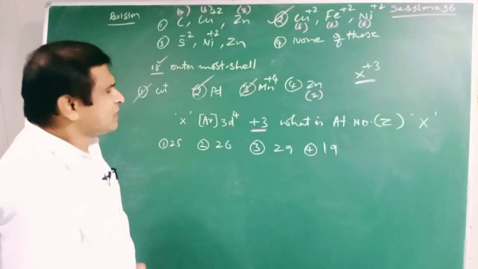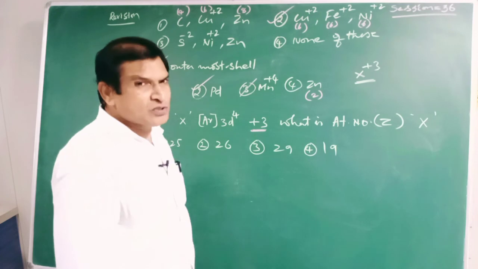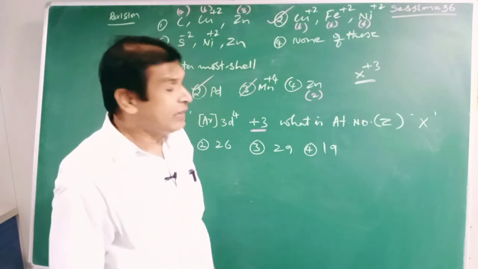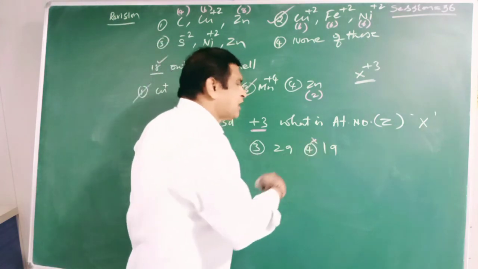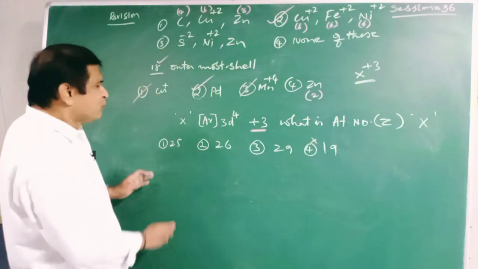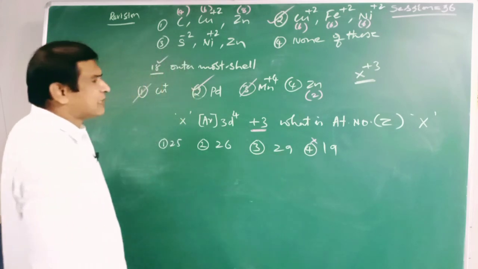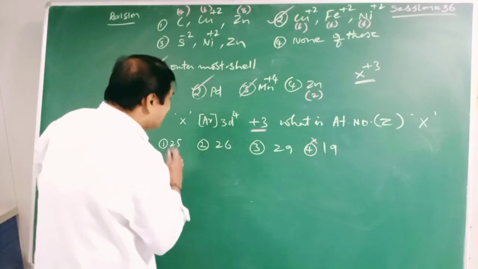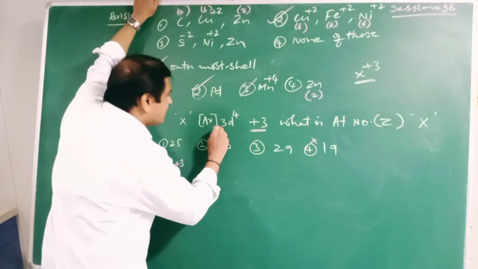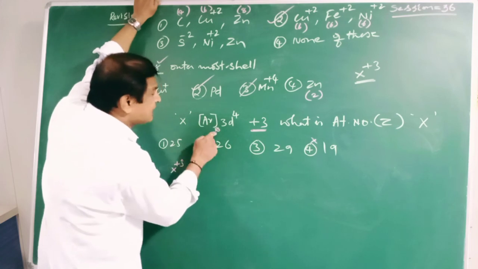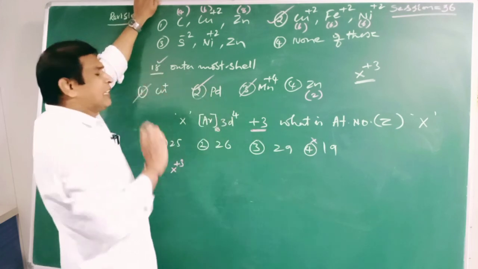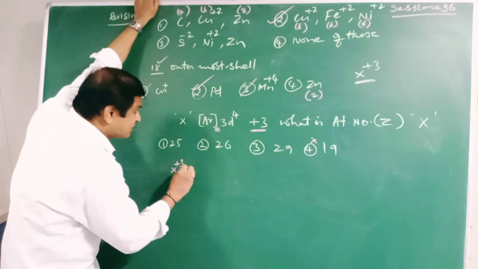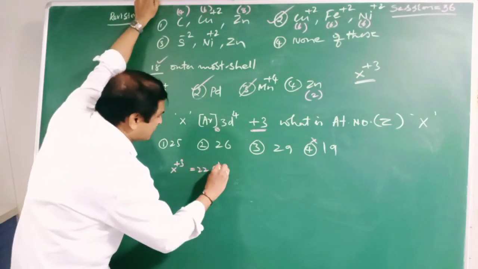So automatically the fourth option gets cancelled because the transition metals start from scandium 21 onwards. So it cannot be 19 at all. Now you have to identify the right answer among these three. So how many electrons does X +3 have right now? Argon has atomic number 18, so it covers 18 electrons. 18 plus 4 electrons, 22 electrons are there. So X +3 has 22 electrons.